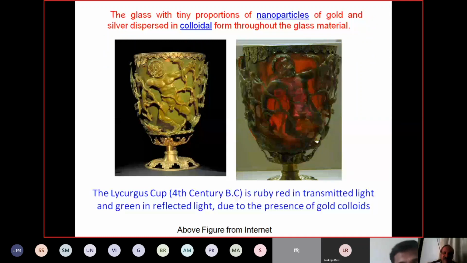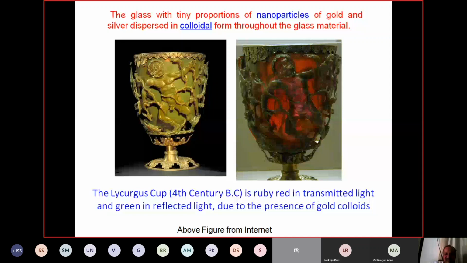So we are always discussing nanomaterials, which give better properties when you compare them with bulk materials. But if you look at the 4th century BC, there is a cup in the British Museum, where the maker made this glass by dispersing nanoparticles of gold and silver in the glass material.